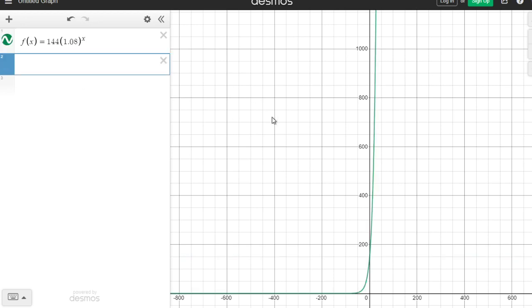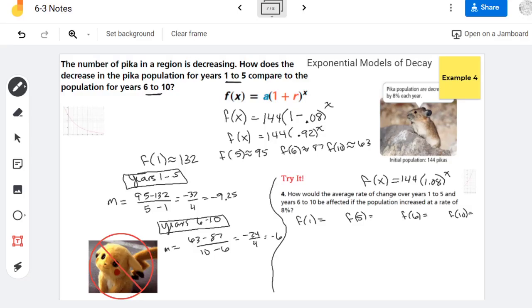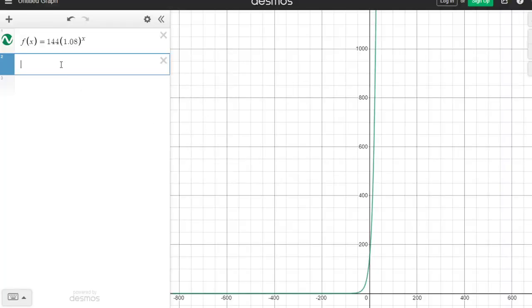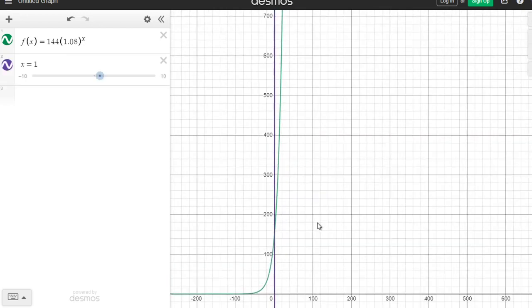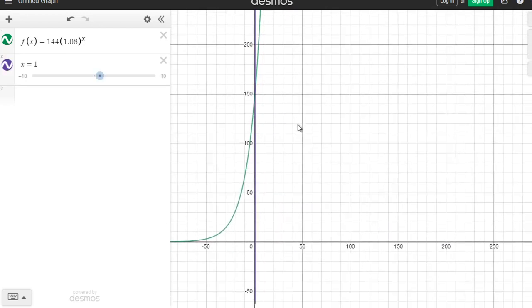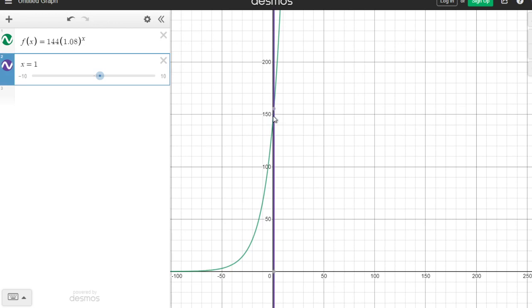And so what I'm actually going to do is create those lines. I'm going to try to figure out what f of 1 is, so that's where x equals 1. If I zoom in a bit, that's going to help out. What I'm looking for is where those two lines intersect. So when x is 1, my y value is 155.52.